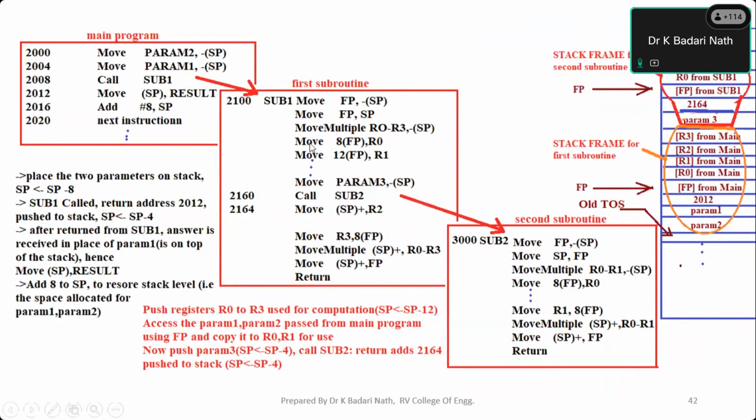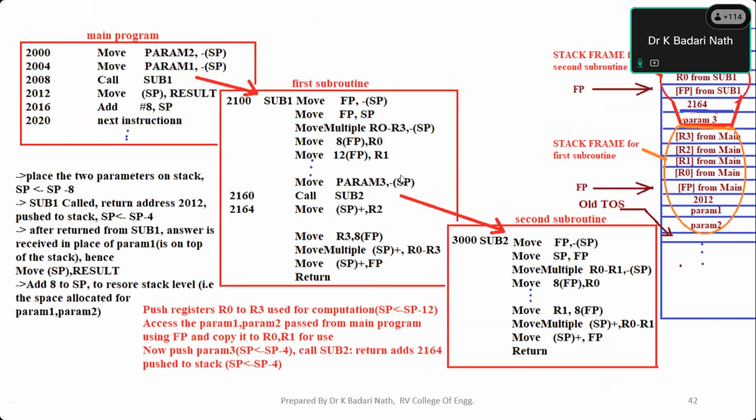Like that, whenever you make nesting of the subroutines, many stack frames will be created. You can see that this is a stack frame of the first subroutine, and this is a stack frame of the second subroutine. Then the stack pointer keeps moving. The stack pointer keeps changing every time new data, local variables, or the return address is stored.